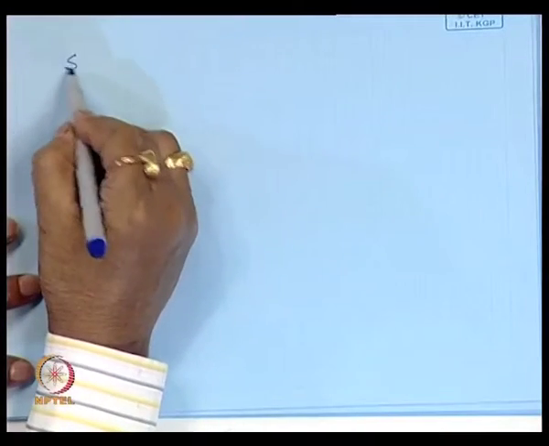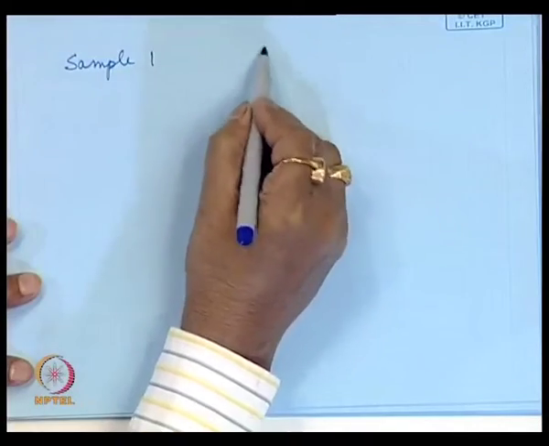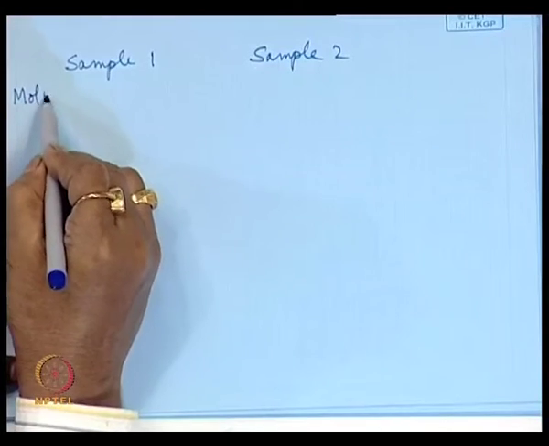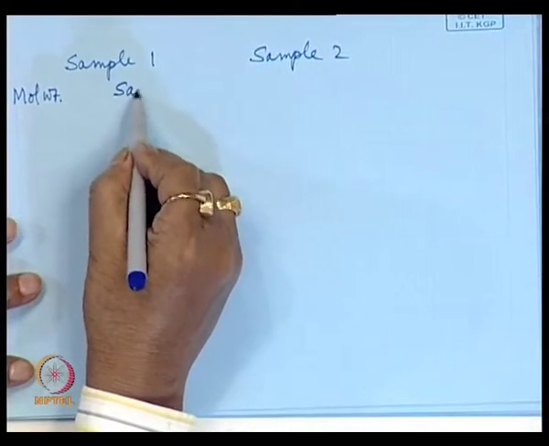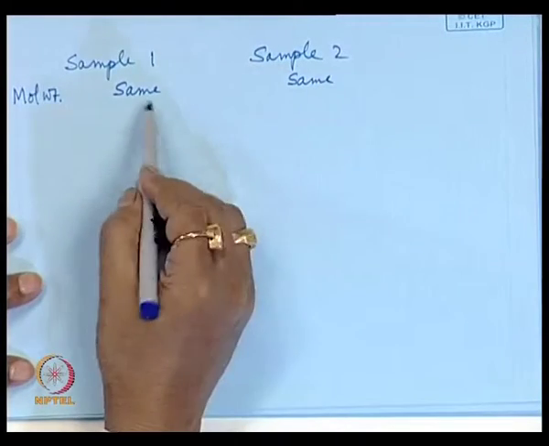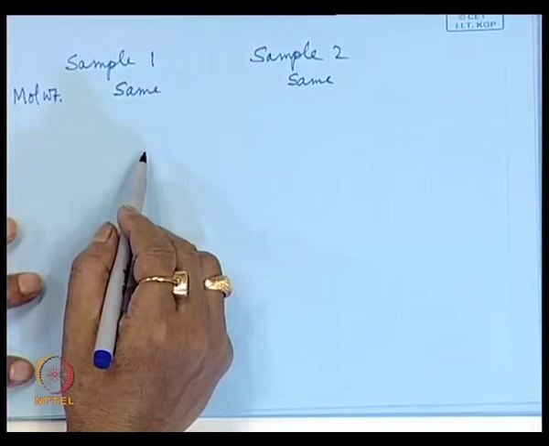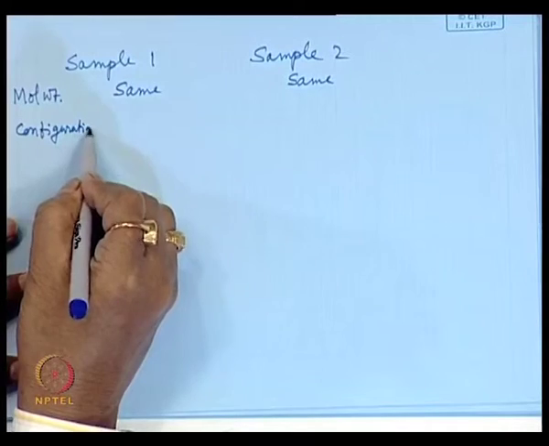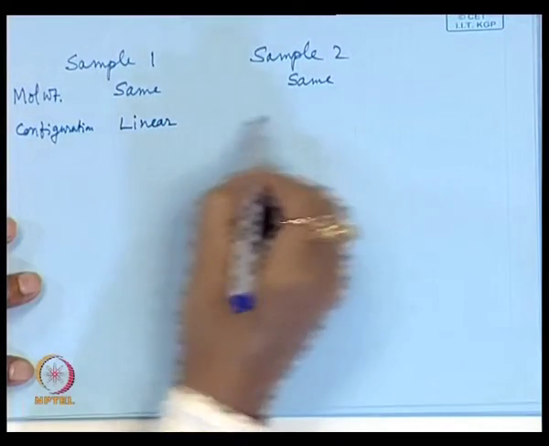Now, here you get one more concept. If you are given two samples of a polymer having the same molecular weight, say 5 lakhs each for example, but one is linear, another is branched.